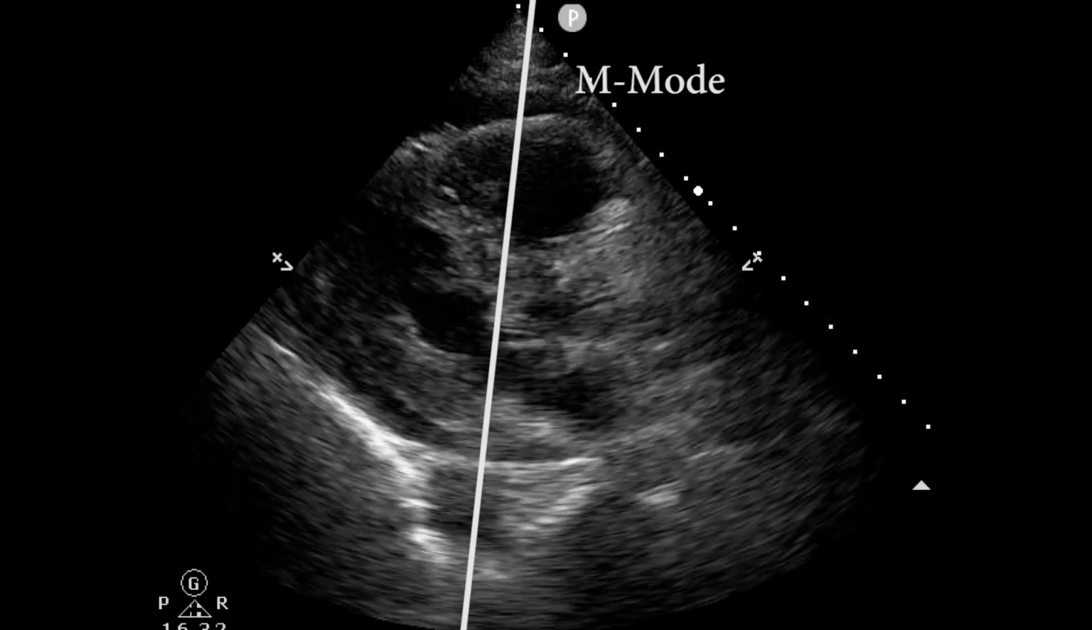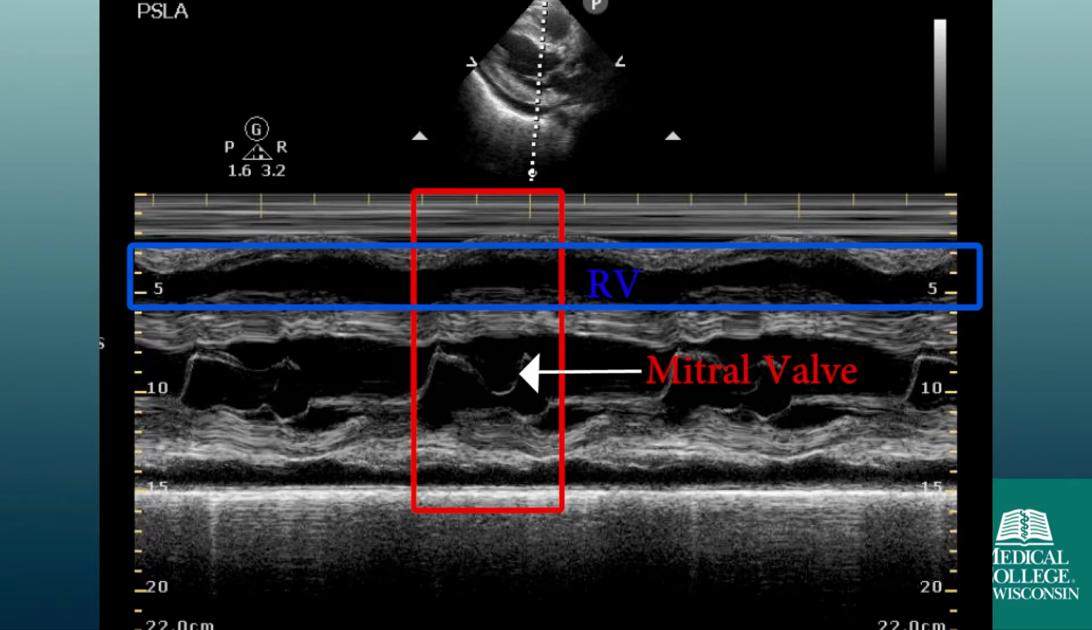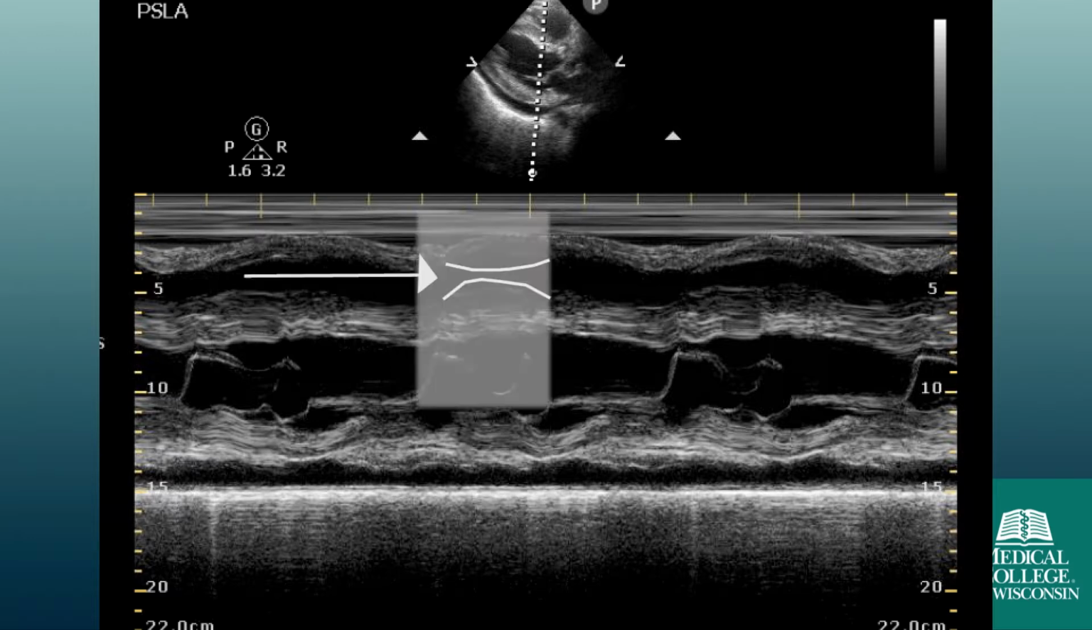Sometimes this can be hard to see, so if we put M mode on it, we'll get this tracing where we can evaluate where the mitral valve is open, and you can see on the bar where the right ventricle can be collapsing. This clip actually doesn't show tamponade. However, if you look right where the right ventricle is, these two lines, tamponade would show these two lines coming closer together like this, which would also be a positive finding.